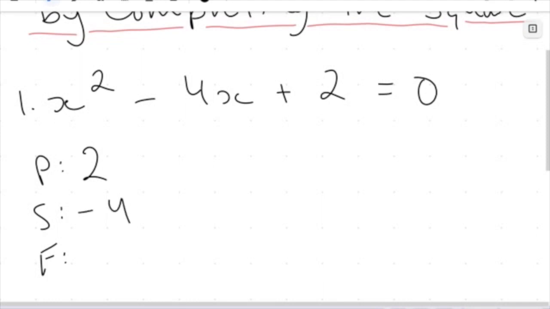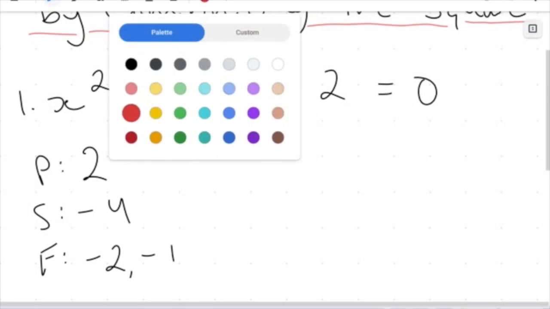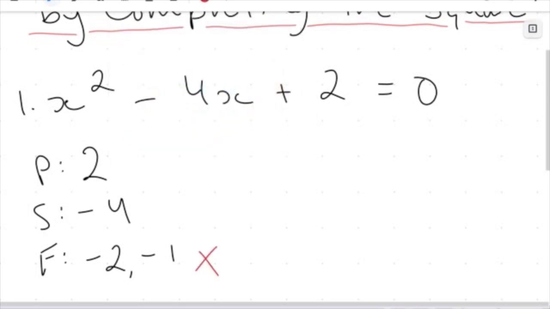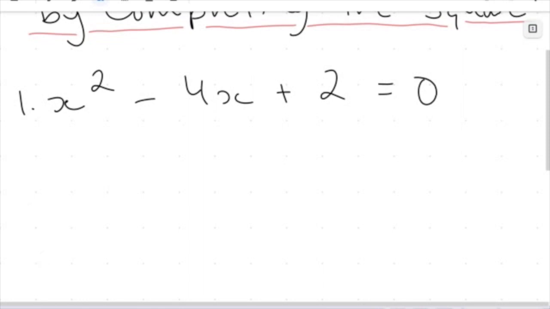Well, here this is a little tricky because this 2 has factors that can be +2 and +1, or -2 and -1, but -2 and -1 add to give me -3, not -4. So that's clearly incorrect. And if we tried +2 and +1, these add to give me 3, so once again clearly not correct. We don't get something that adds to give me -4. So we need another approach.